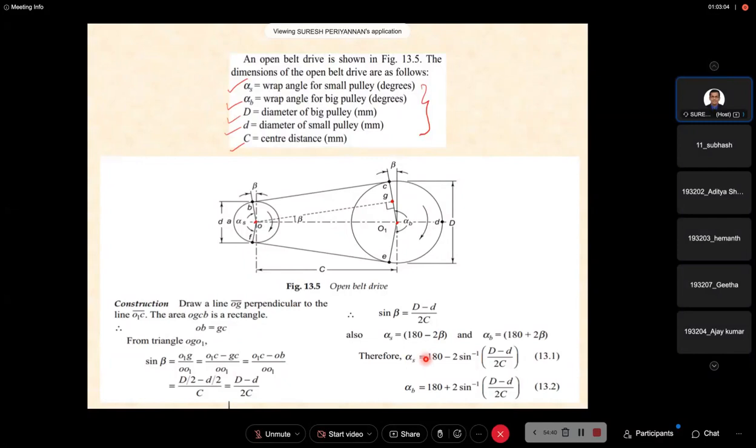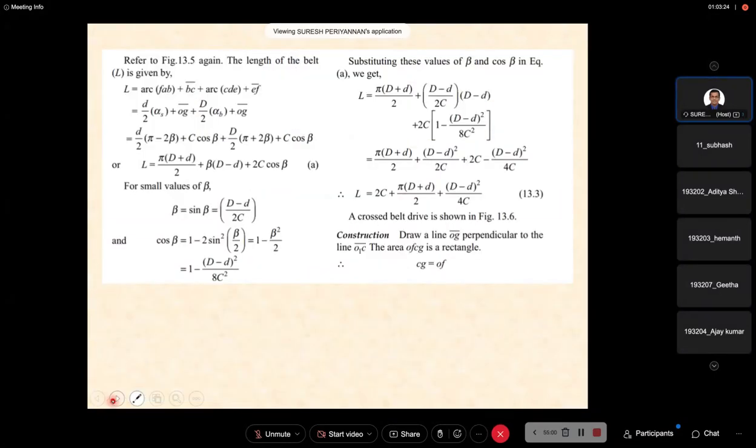Now beta we know already: sine beta is equal to (capital D minus small d) divided by 2C. Substitute here. Then alpha B, the bigger side wrap angle or contact angle of the belt, is 180 plus 2 sine inverse of (capital D minus small d) divided by 2C. Substitute this value here.